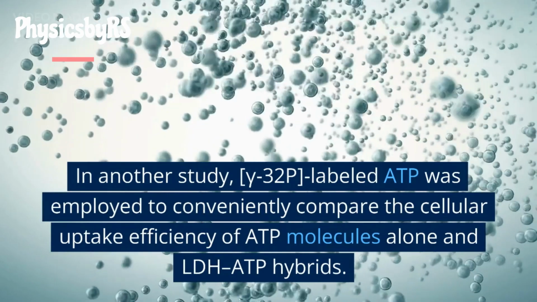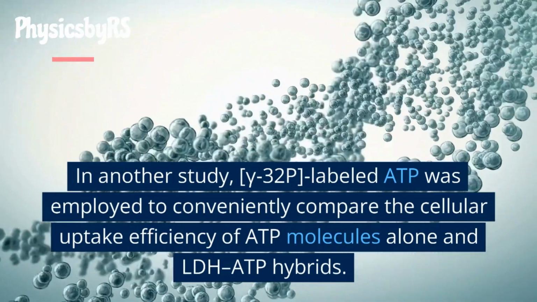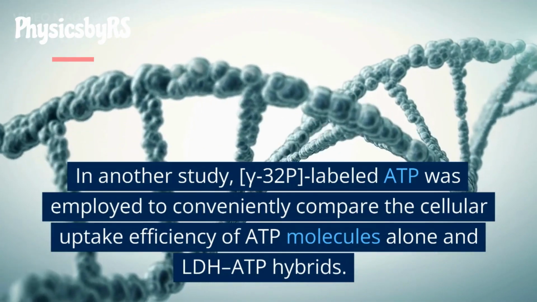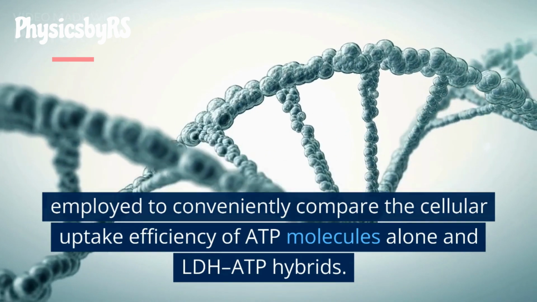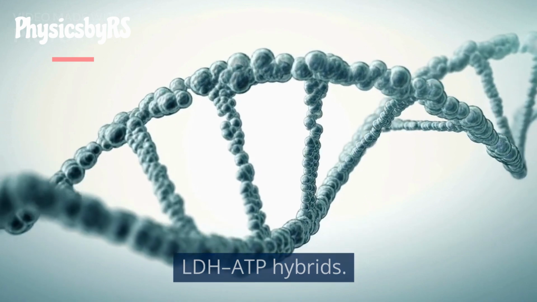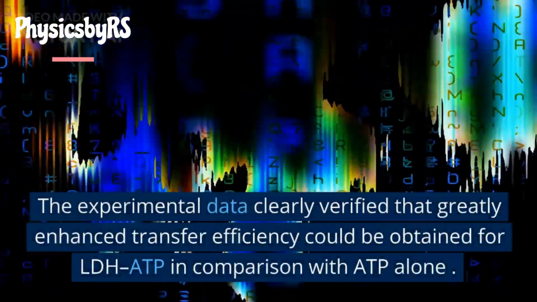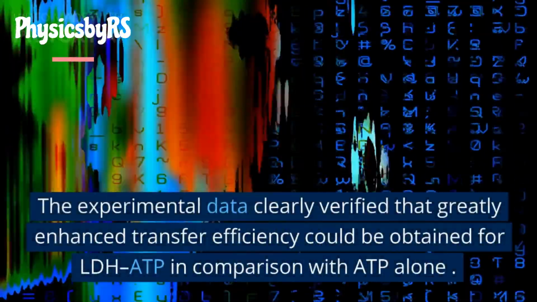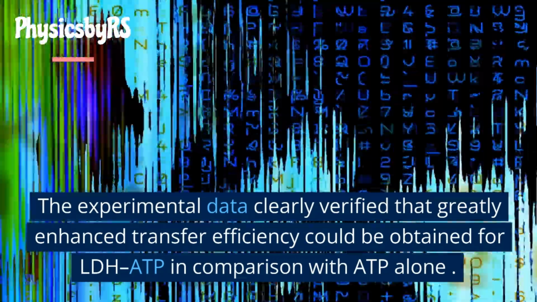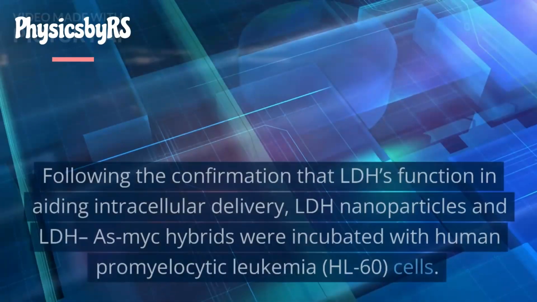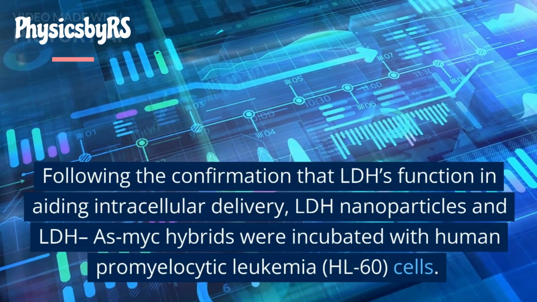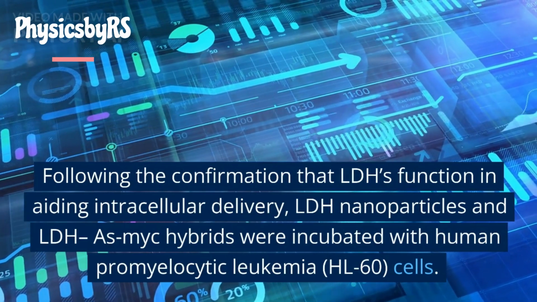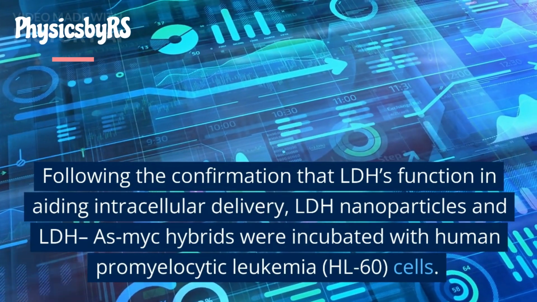In another study, gamma-32P labeled ATP was employed to conveniently compare the cellular uptake efficiency of ATP molecules alone and LDH-ATP hybrids. The experimental data clearly verified that greatly enhanced transfer efficiency could be obtained for LDH-ATP in comparison with ATP alone.